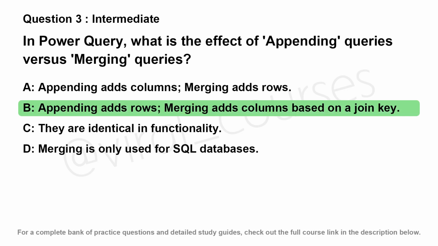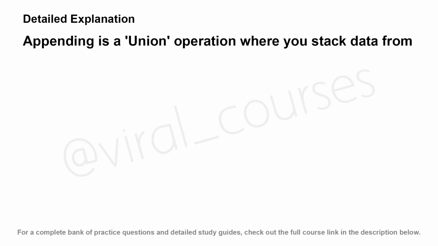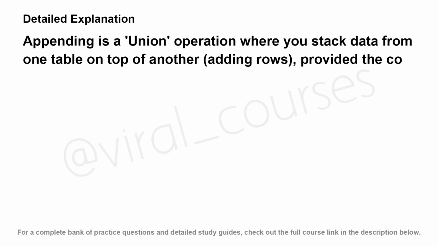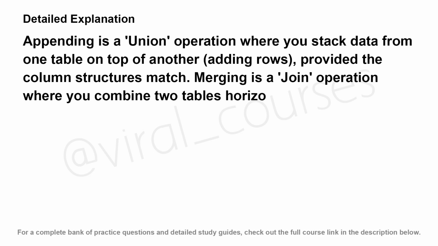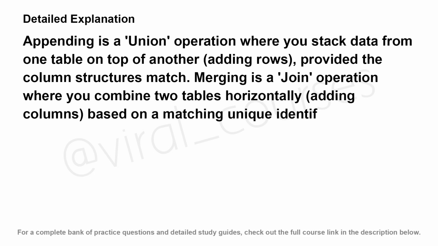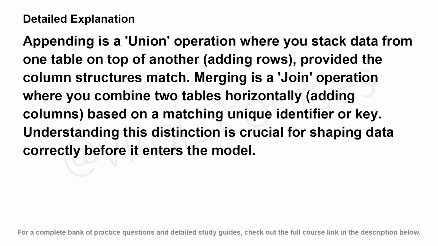The correct answer is B. Appending is a union operation where you stack data from one table on top of another, adding rows, provided the column structures match. Merging is a join operation where you combine two tables horizontally, adding columns, based on a matching unique identifier or key. Understanding this distinction is crucial for shaping data correctly before it enters the model.